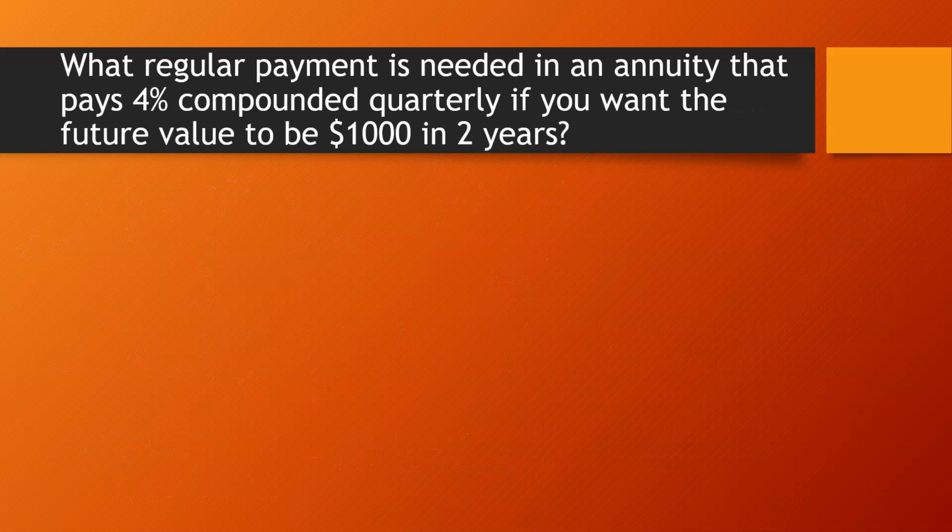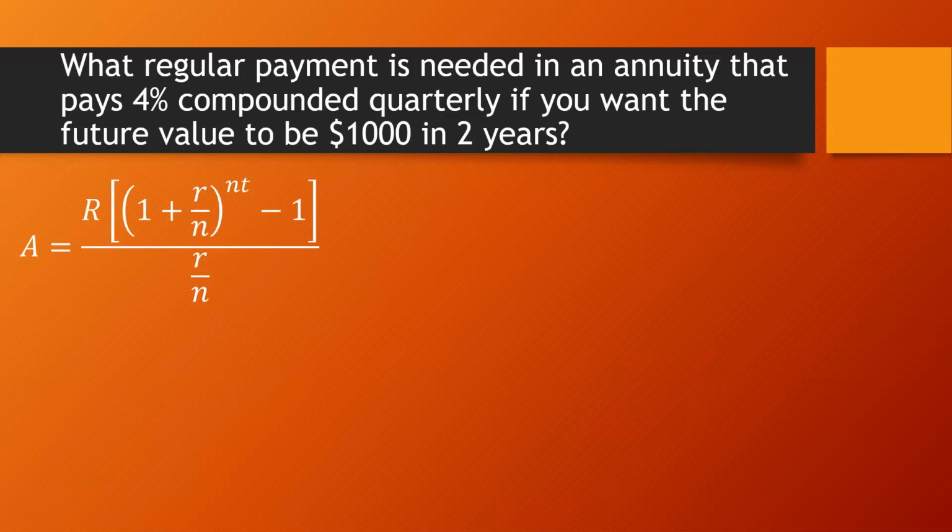Now let's look at one more example. And in this case, we're not trying to find how much is in the annuity at the end of time. We're trying to find out how much we have to deposit in the annuity to reach a goal at the end of the annuity's term. So we want to know what's the regular payment that we need to make in the annuity if the annuity pays 4% compounded quarterly, and we want to have the future value of the annuity be $1,000 in 2 years.